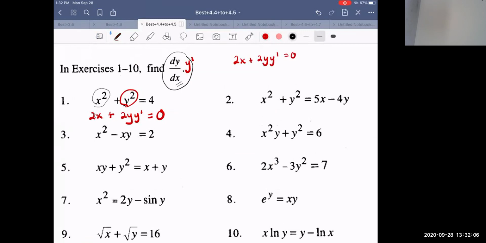And remember from last year, the big idea is that we need to get y prime by itself. So we're going to isolate it on the left and move everything else over to the right. So I can subtract 2x from both sides. And then I can divide both sides by 2y. And so I get that y prime is equal to negative x over y. Does that ring a bell from last year, people?